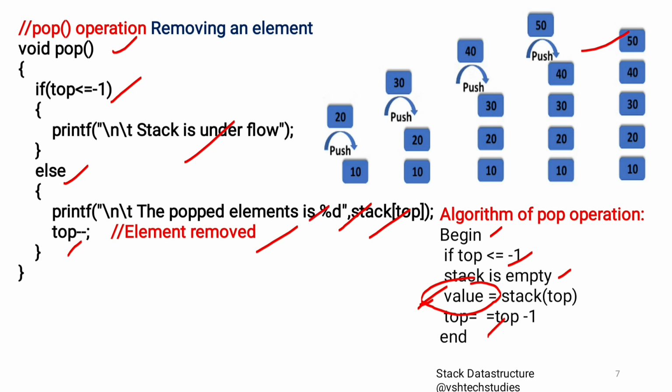Then top is reduced by 1, which means the top will point to this. So now our stack under consideration will be only 4 memory locations. The fifth is out of consideration, meaning that element is removed. That is the meaning of pop operation.